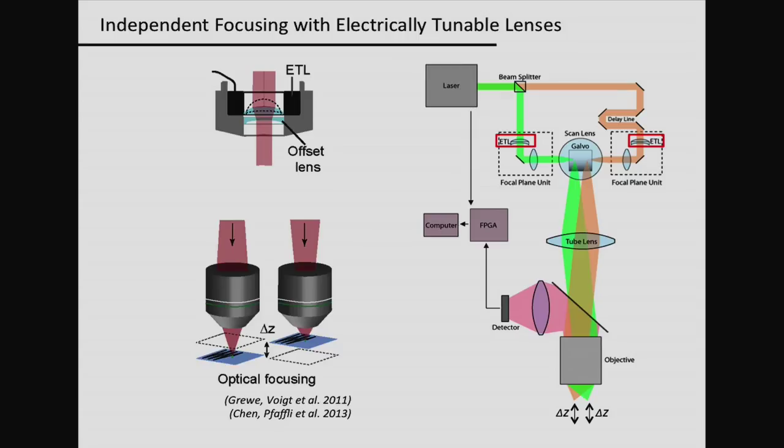Next slide. In terms of focusing, normally if you want to focus in Z, you would either move your sample or your objective up and down relative to each other. This is not necessarily ideal because when you do this, you'd be moving the two fields of view up and down in the same manner.